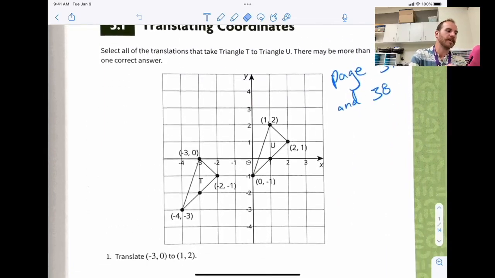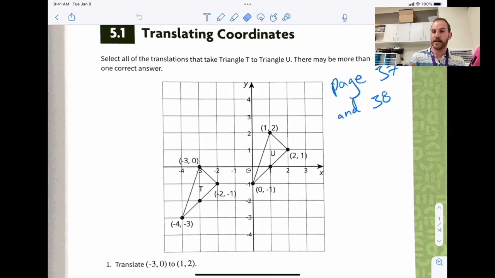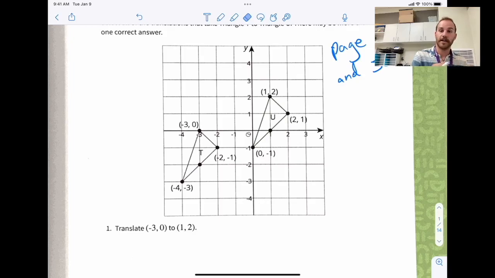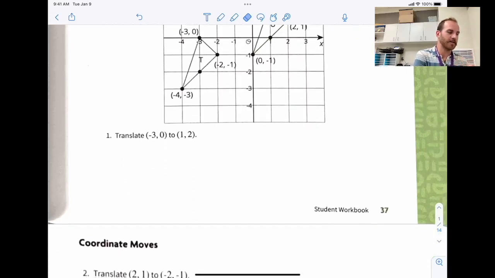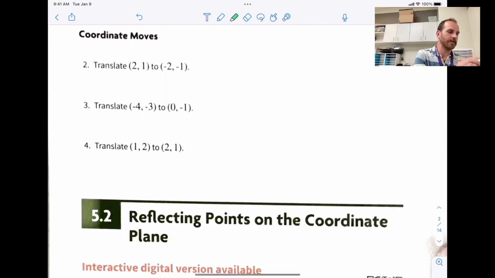Okay. So this is the starter right now. It's on page 37 and 38. The idea is you want to select all of the translations that take triangle T to triangle U. That's this triangle here, the one labeled T to the one labeled U. That's what you're doing. All the translations are listed here. We've got the first one right here, and we've got some other options.